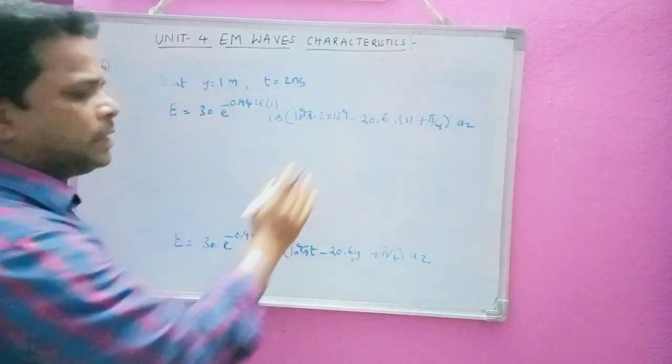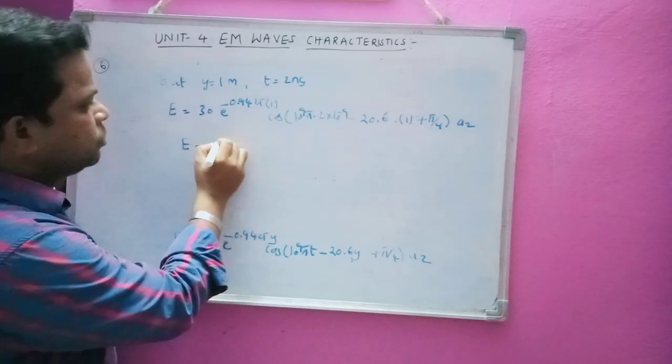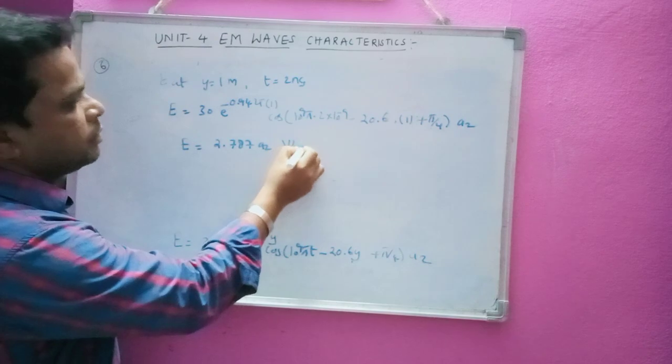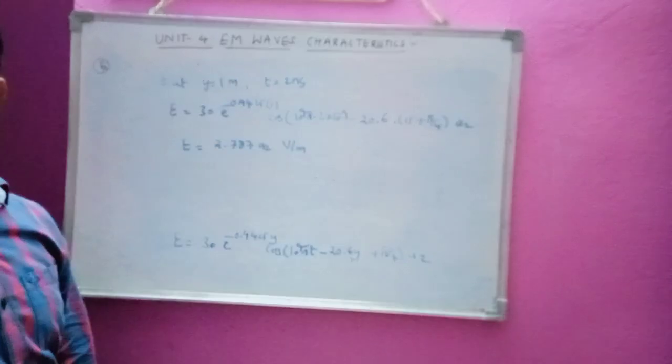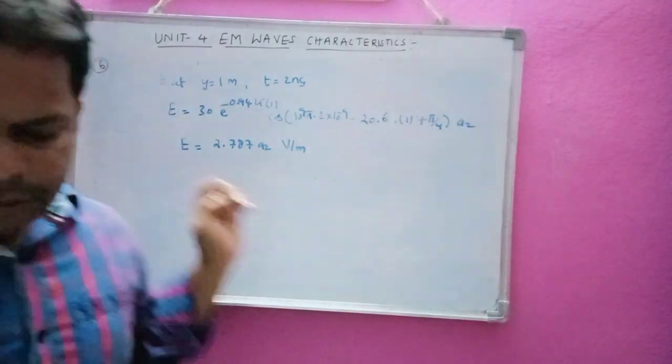If you calculate this value in the calculator, it will turn out to be E equal to 2.787 az volts per meter. So this is the value which we are going to get at these specific values. Okay, now he is asking to find the B question. So all of you listen to the B question here.